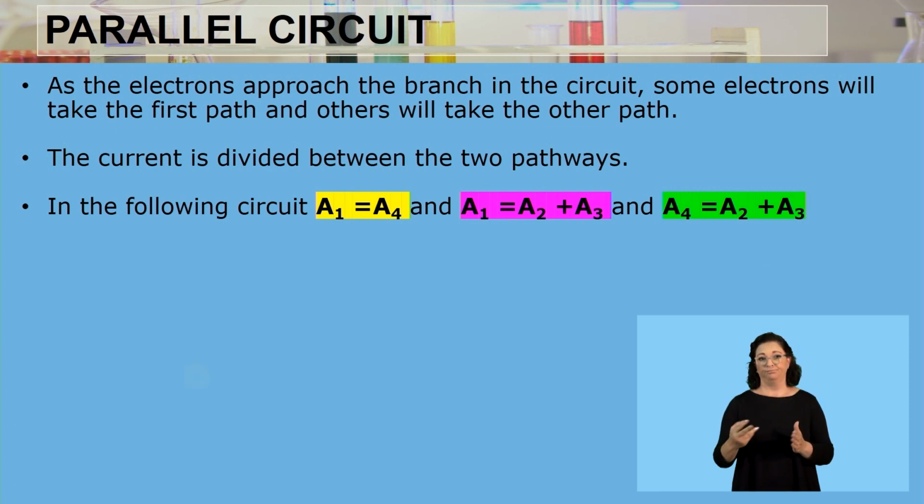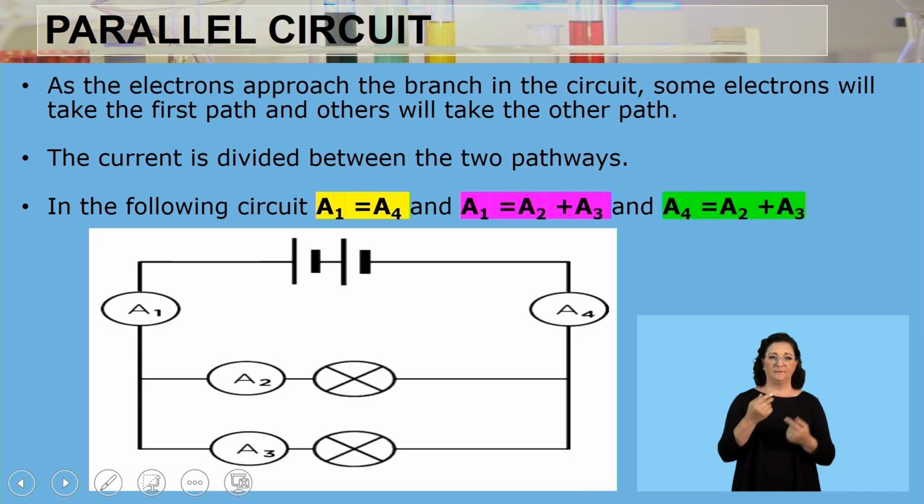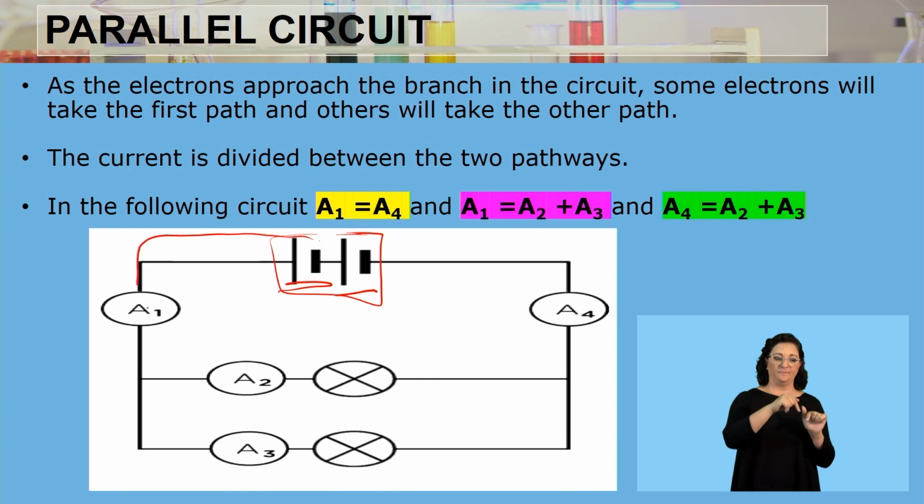If you now look at this particular circuit diagram that we have here, as your electrons are moving from the battery, now this is a battery because there's more than one cell. As it is moving through the battery, this is the total current of the entire circuit, right? And then once it gets to this point, it has to split into two equal parts. So some will have to go through the first branch, and the other one will have to go through the second branch.